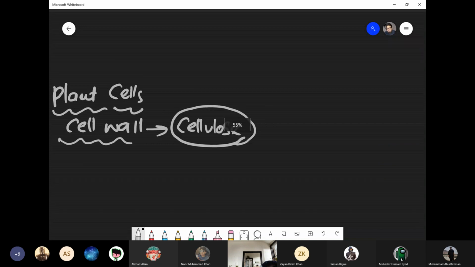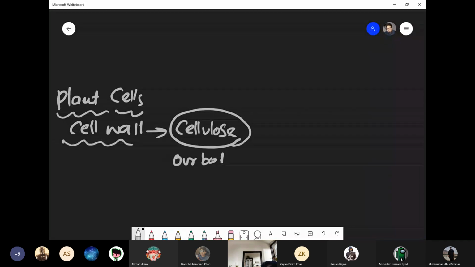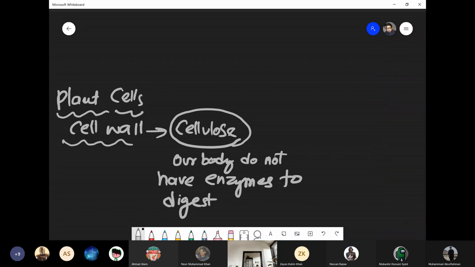Now, the interesting thing is that our body does not have enzymes to digest cellulose. Now, boys, tell me one thing. When our body does not have enzymes to digest the cellulose, then what will happen? The way it entered into our mouth, no change will happen to it. No chemical reaction will take place on it. It will go out through the anus in the same way. So we will call it undigested food. Understood, everyone?